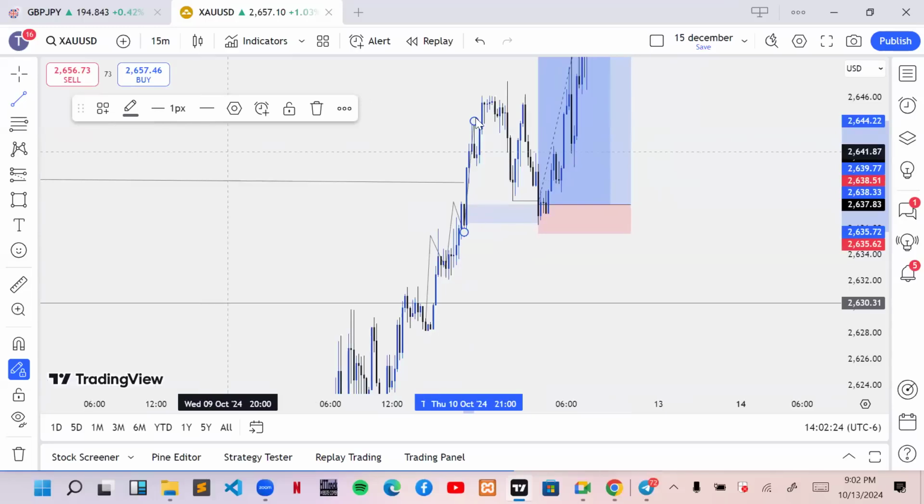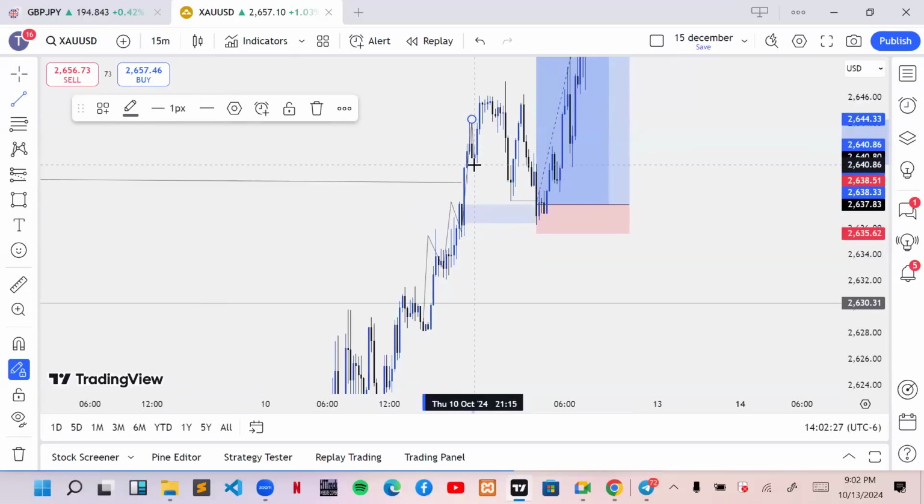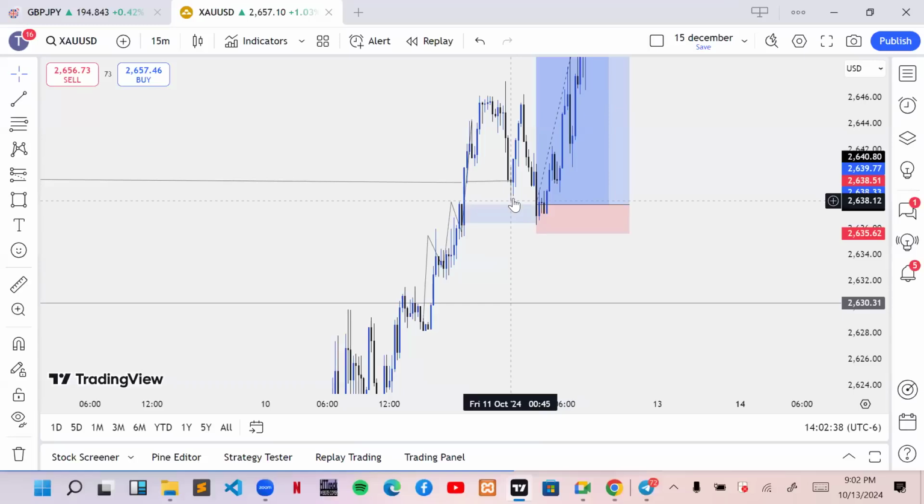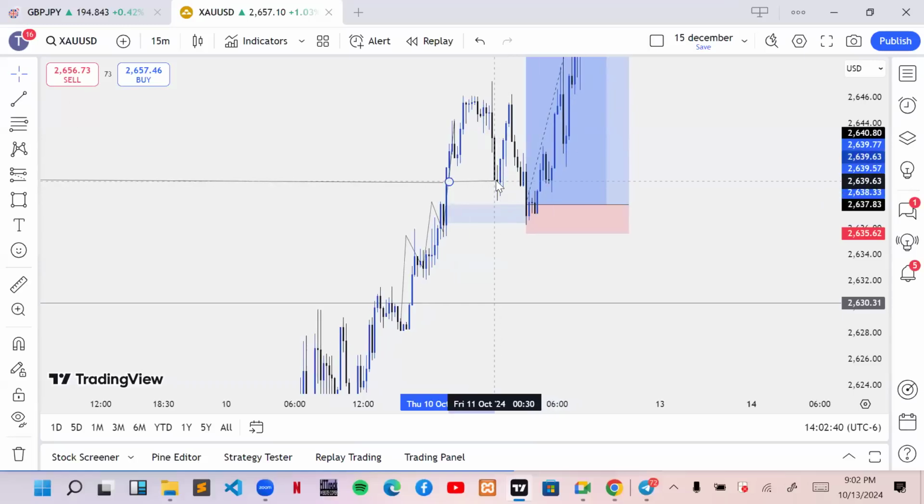After it broke past it, it made this first pullback that it made there. I mark it here, here. So this is my inducement right here.